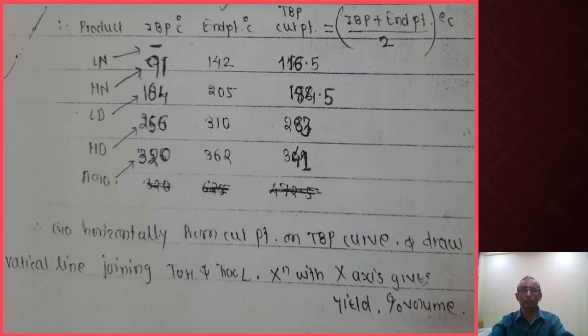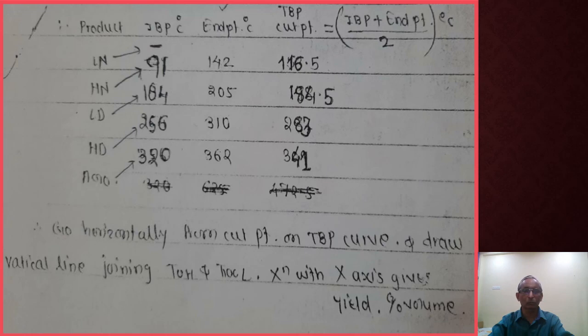TBP cut point is this IBP plus end point divided by 2, that gives the cut point. Cut point is very, very important to locate that particular yield percentage. Actually this cut point alone decides how much percent of yield there is. So how are we going to refer to this? In the chart it is mentioned how we are going to locate this one. I am going to explain this particular procedure.